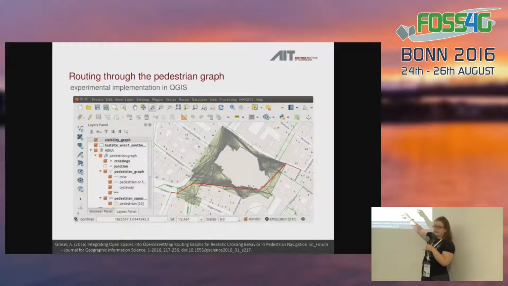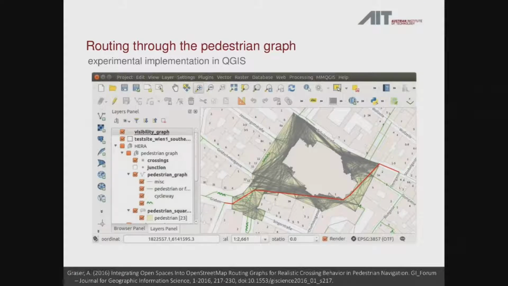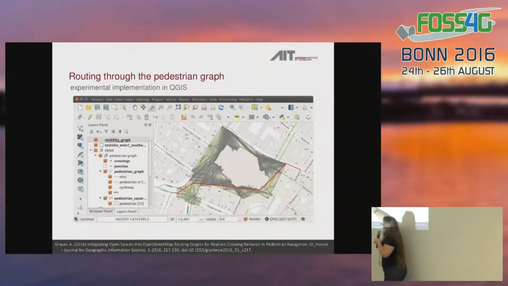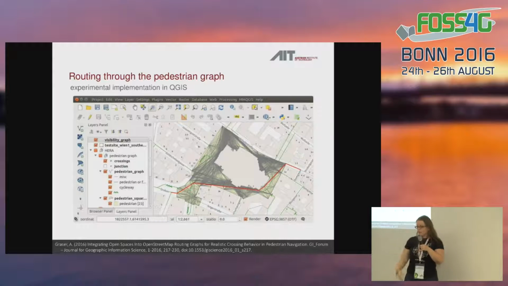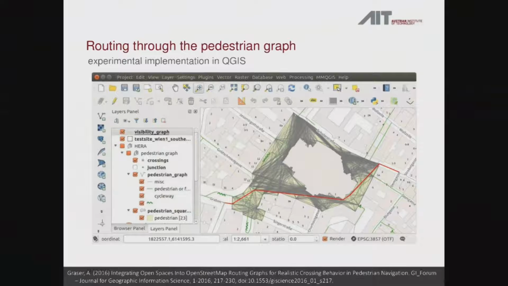This is an experiment I did in QGIS with the network analysis library that is built in QGIS for routing purposes. And you can see here, I'm starting the route on the regular routing graph, and then I start to enter the square, and it continues along the gray lines, which are the visibility graph of these squares. If you're interested to learn more about this topic, this paper has already been published and it's open access, so you can read about the whole story there again.